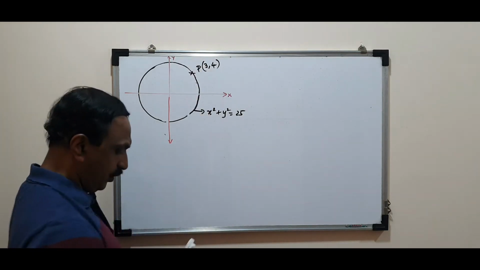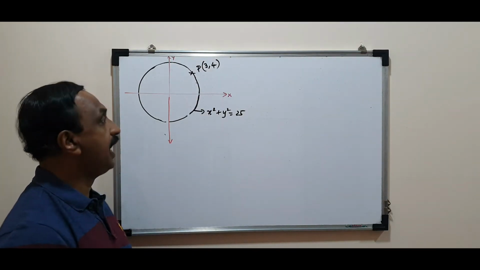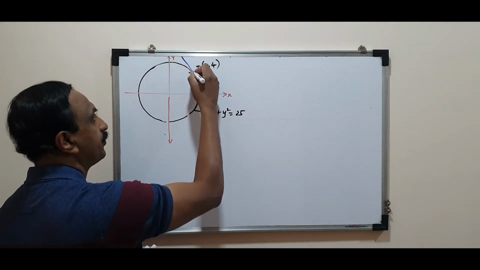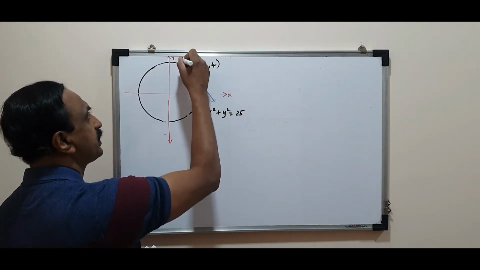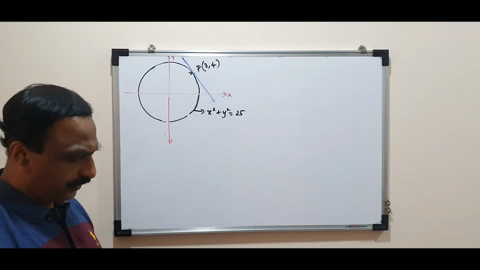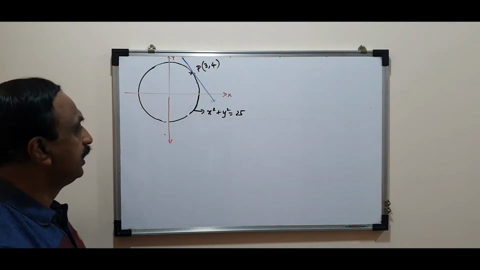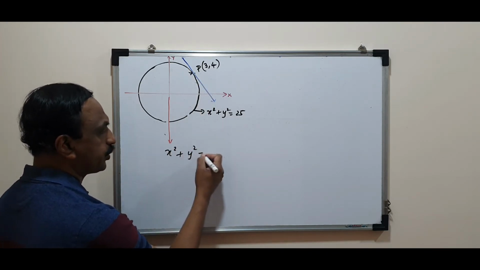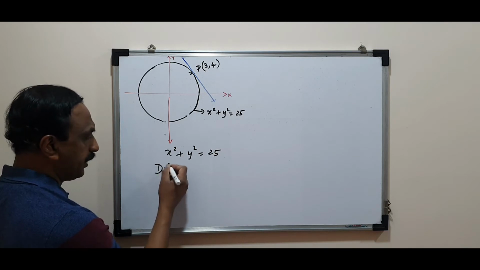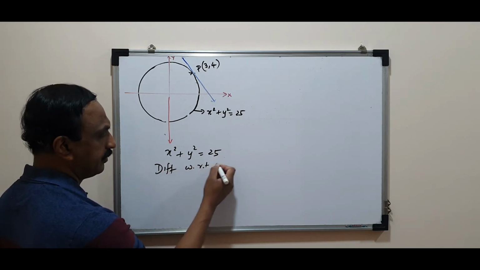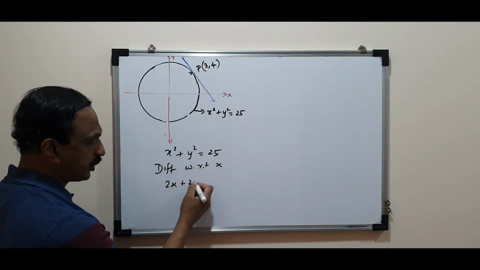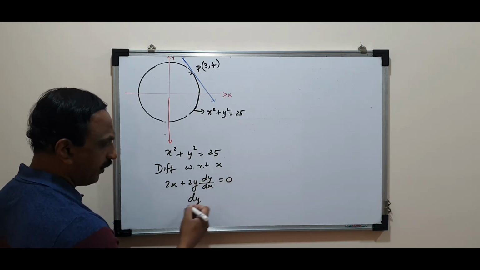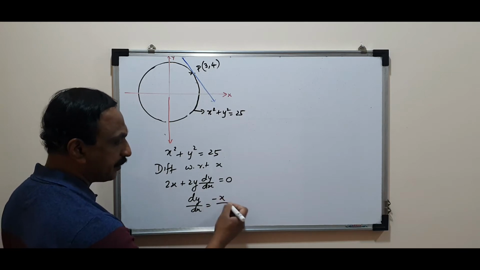Now I want to find out the equation of the tangent and the normal at that point. First of all, I'll find the slope of the tangent. To find the slope of the tangent, what we learned just now is to find the derivative at this point. So x square plus y square is 25. Now differentiating with respect to x, you will get 2x plus 2y dy by dx equal to 0. So you get dy by dx is minus x upon y.